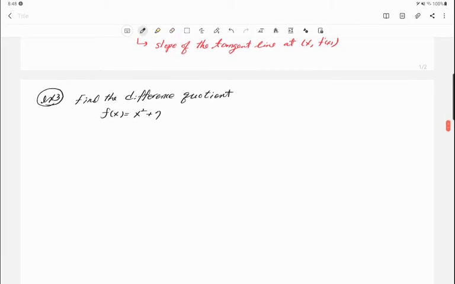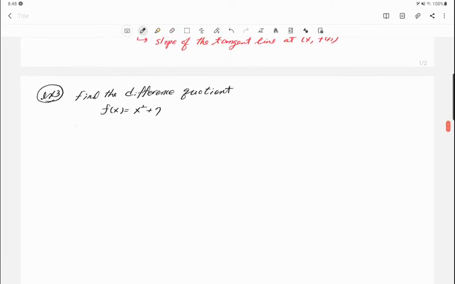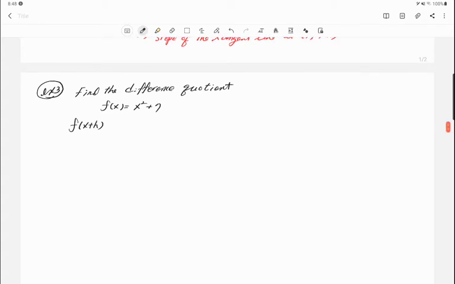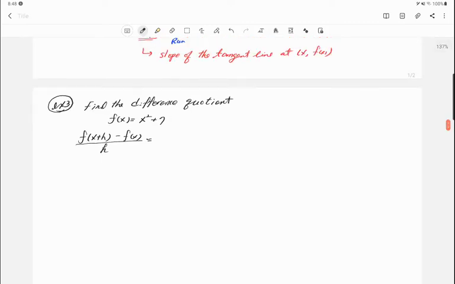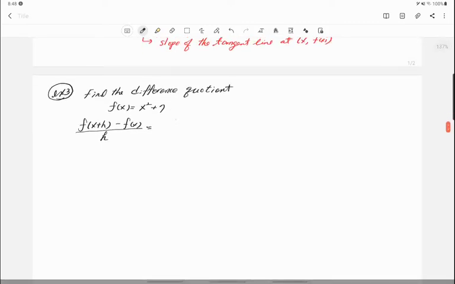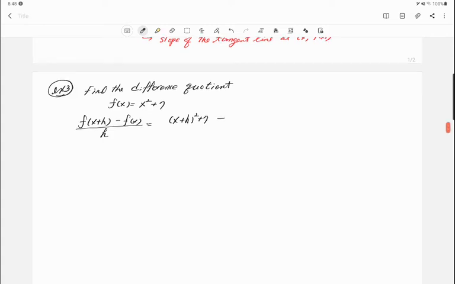Okay, find the difference quotient of this function. Then the formula is what? f of x plus h, where h gets very small, and then minus f of x, over h. Then x squared, so plug in x plus h for x: it's x plus h squared plus 7, minus f of x. f of x is x squared plus 7, all divided by h.